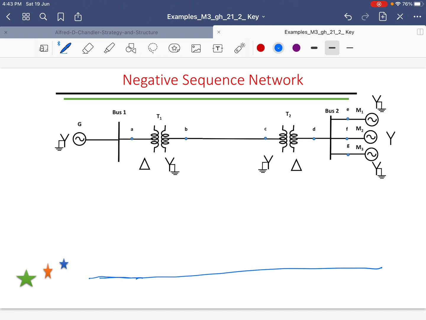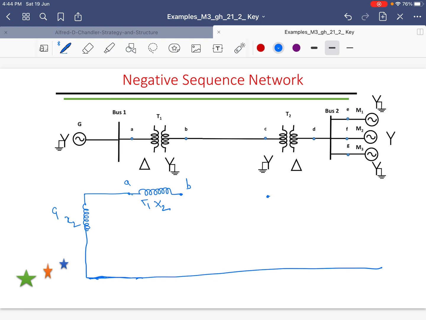Then first I will draw the generator. Generator is represented by its negative sequence reactance. That is, it is X2 of the generator. Then there is a point A here and B. Between AB there is a transformer. The transformer is represented in negative sequence by its negative sequence reactance, X2 of T1.